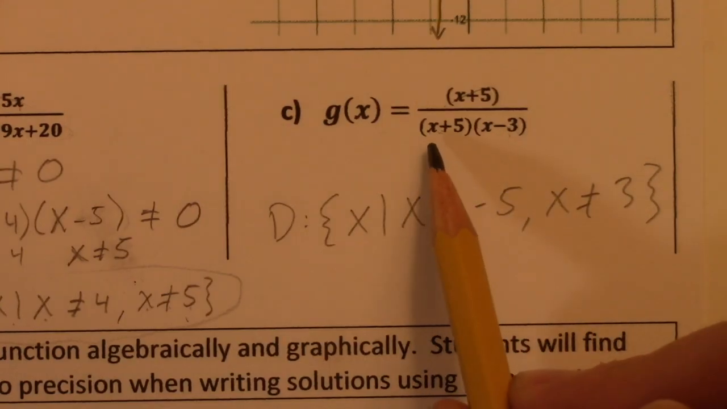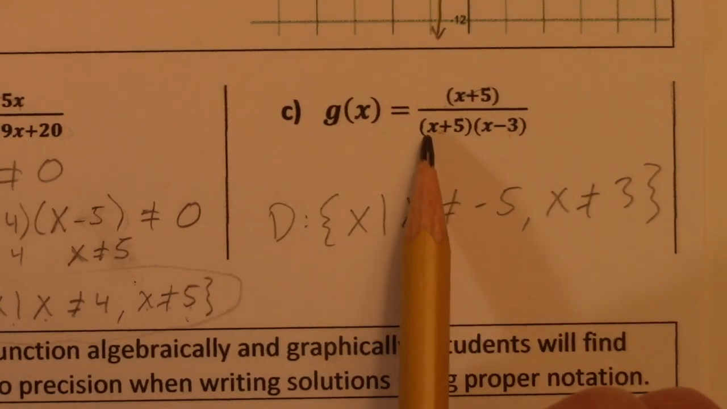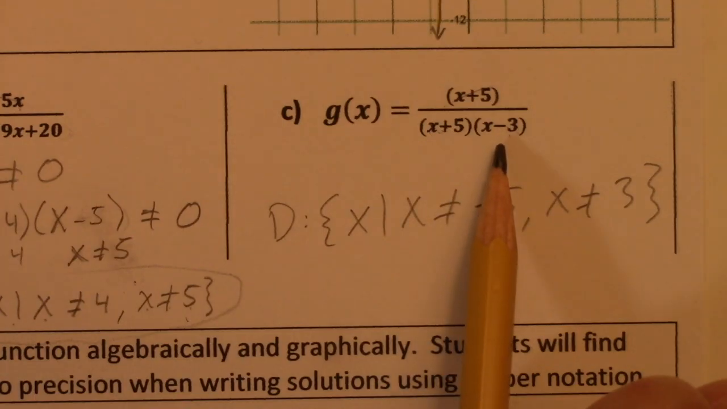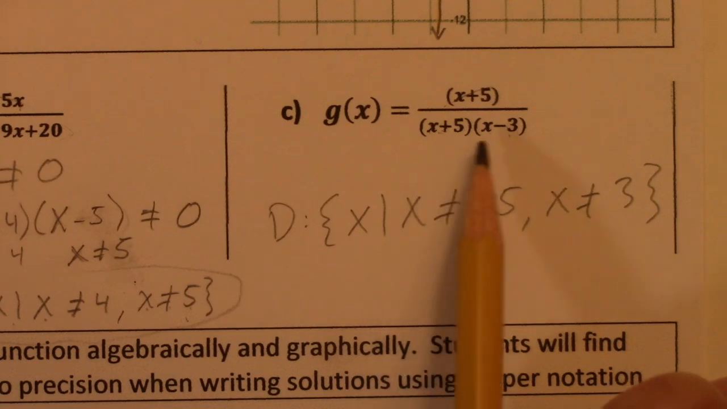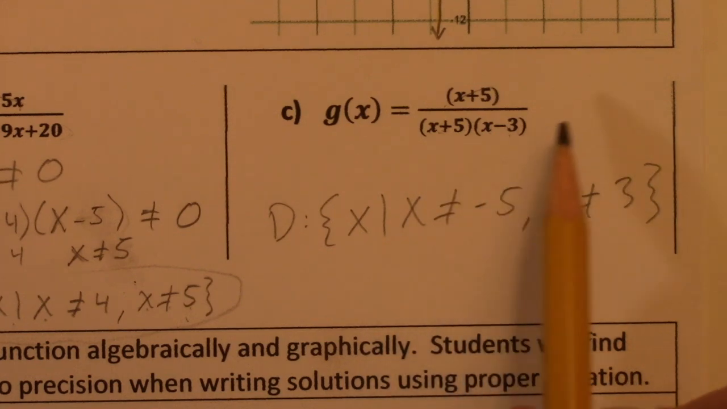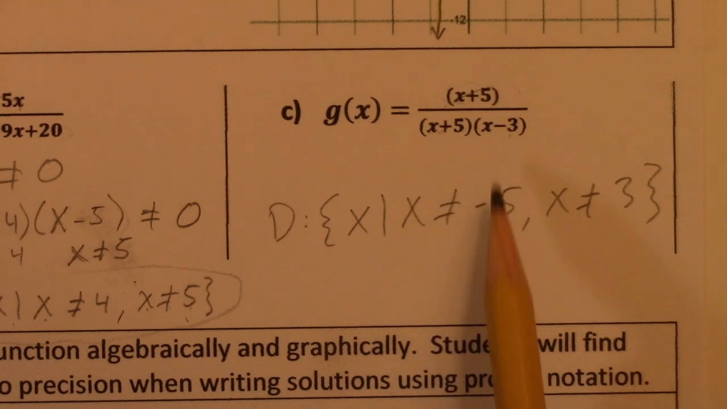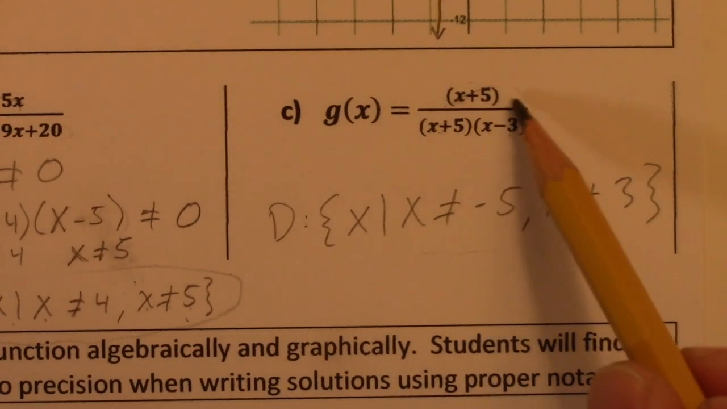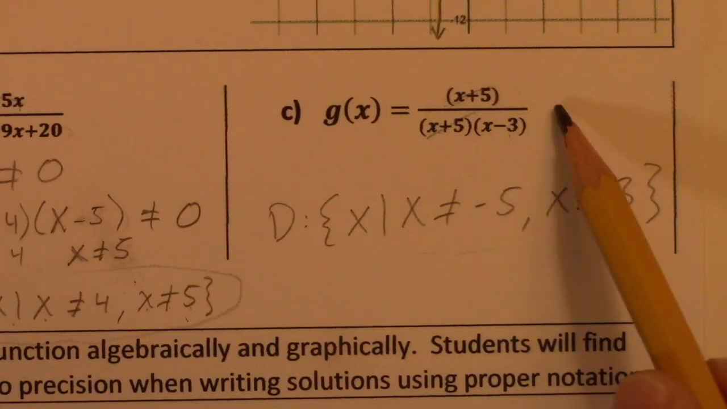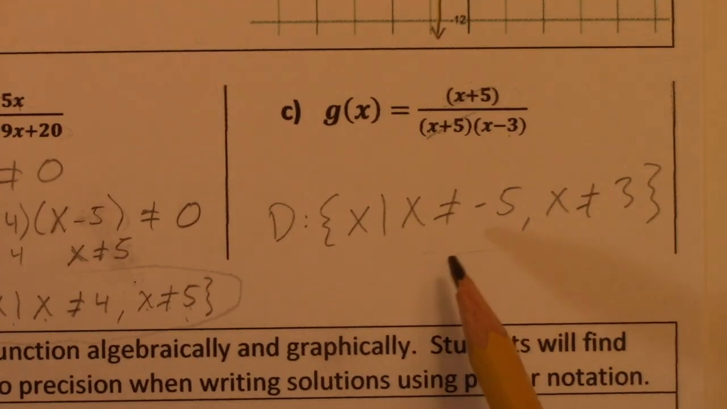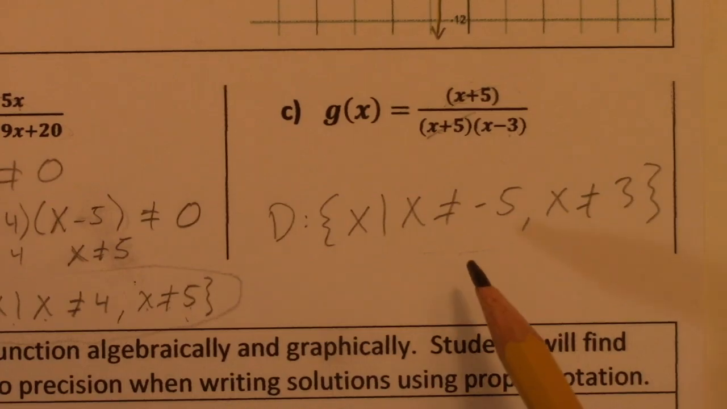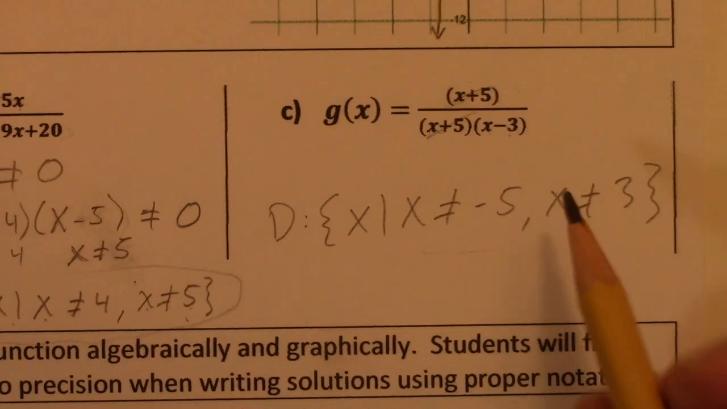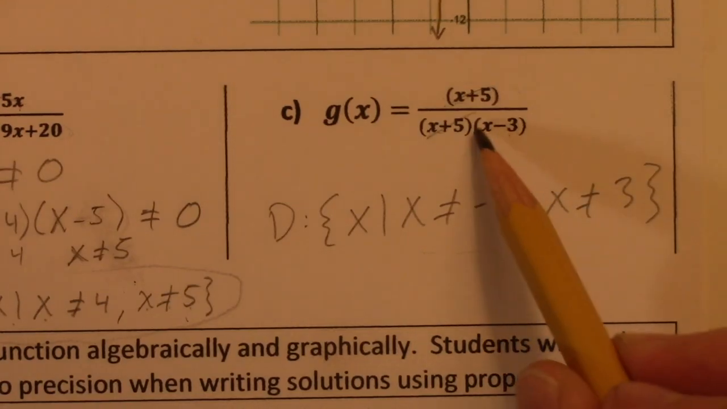So you can see x better not be negative 5, because you'd end up with 0 times negative 8. Negative 5 minus 3 is negative 8, so 0 times that would still be 0. We wouldn't care what the numerator is. We would just want to eliminate negative 5 from the domain. Even though these factors would cancel, you still would eliminate negative 5, because if you were to look at the graph, you'd notice that there'd be an undefined location at x is negative 5. 3 gets eliminated also for the same type of reason.